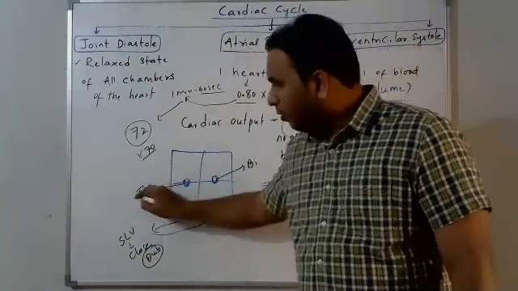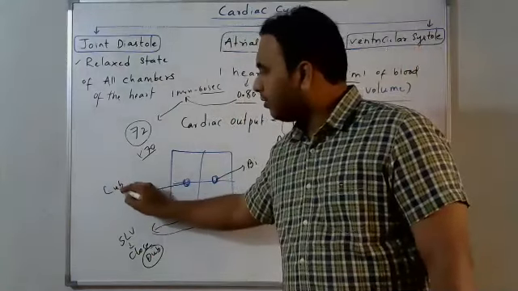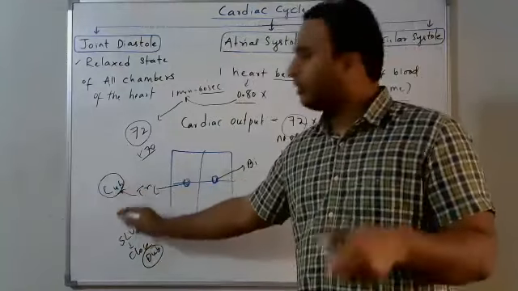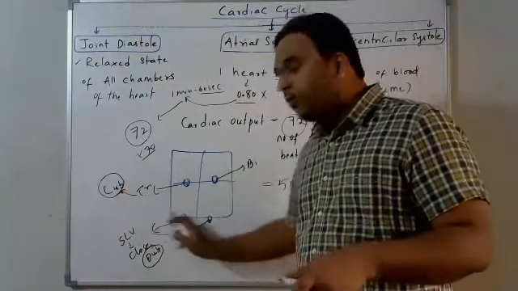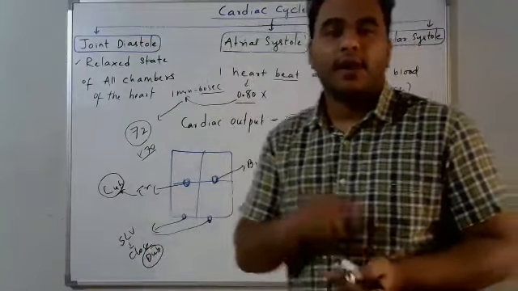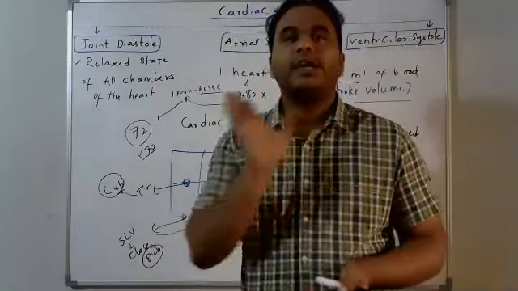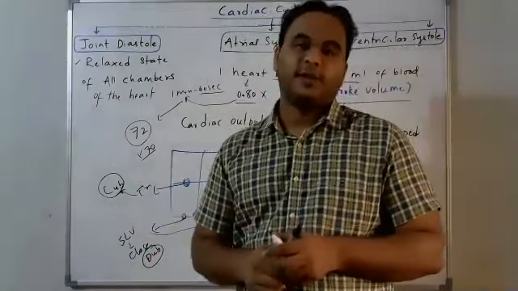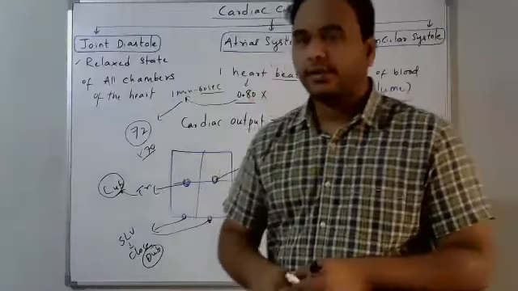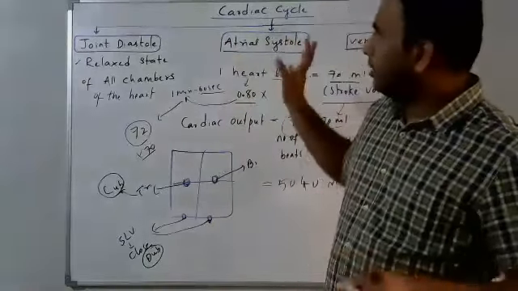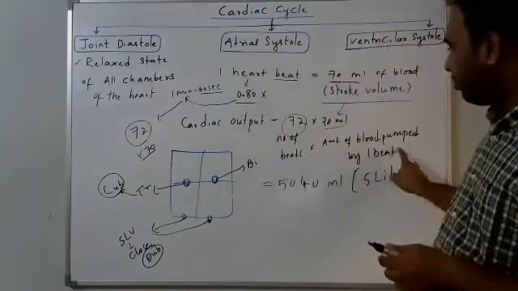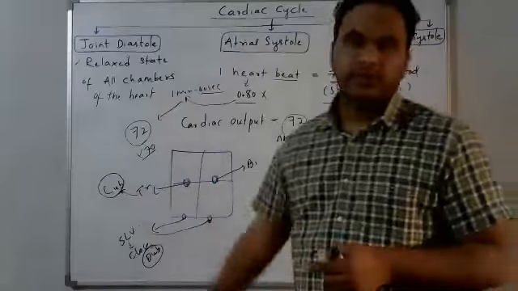Tricuspid and bicuspid valves closing means lub sound. Semilunar valves closing means dub sound. One heartbeat equals one lub plus one dub. That is nothing but heart sound. Lub, dub, lub, dub, like that. So this is about the cardiac cycle, stroke volume, cardiac output and heart sounds.